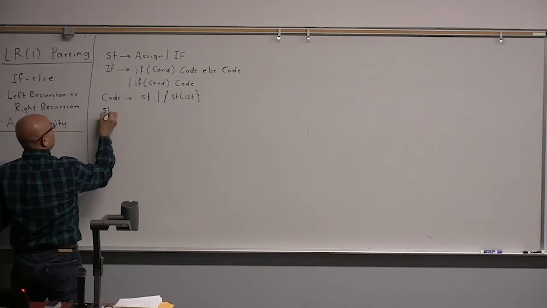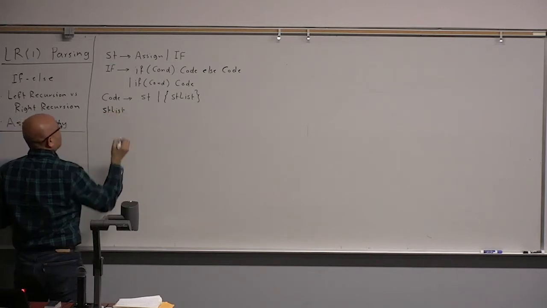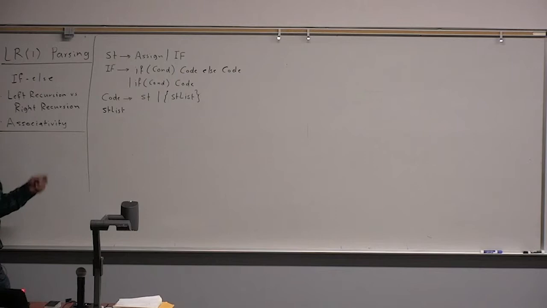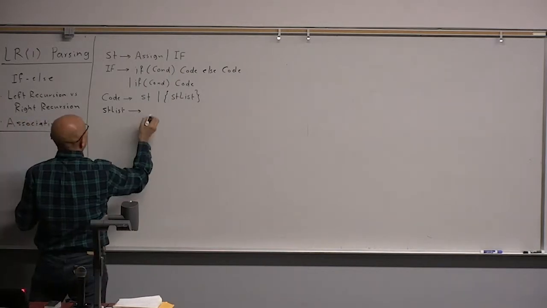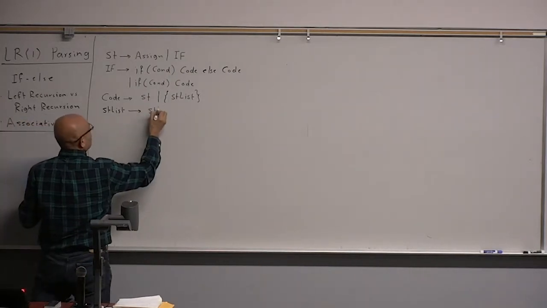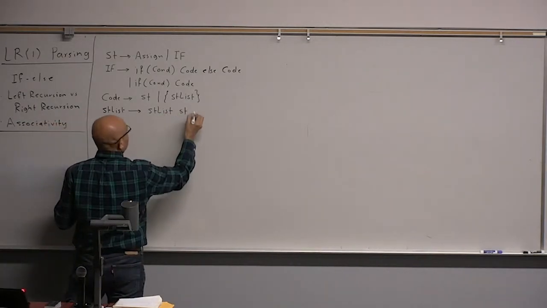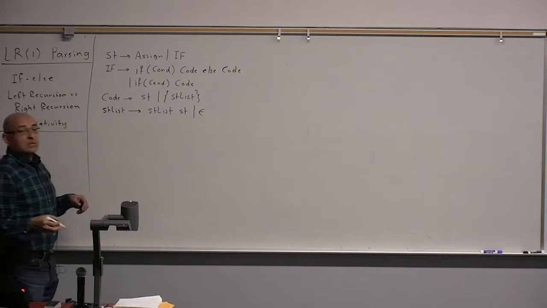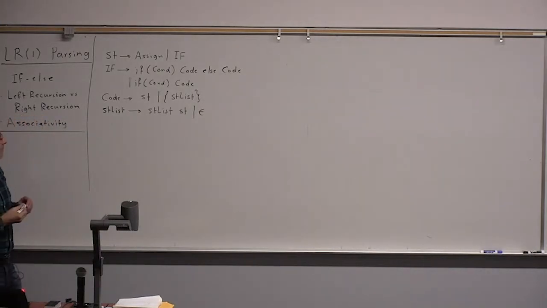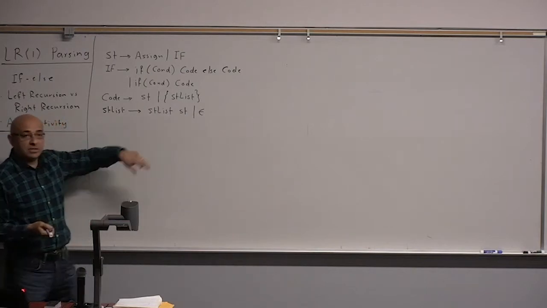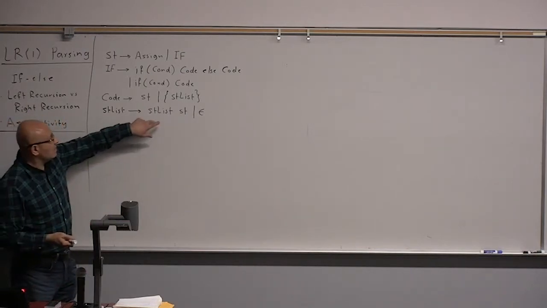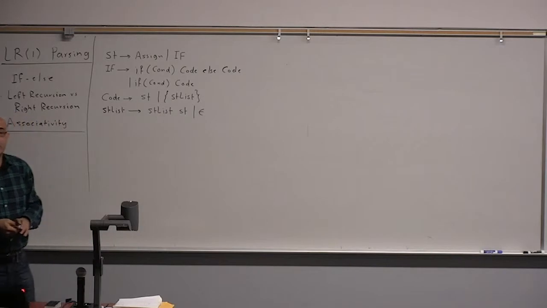So you can define statement list to be possibly empty. You can recurse on statement. So it's statement list, statement, or epsilon. This allows you to put as many statements as you want, and you can also put no statement. So between the braces you can have an arbitrary number of statements.